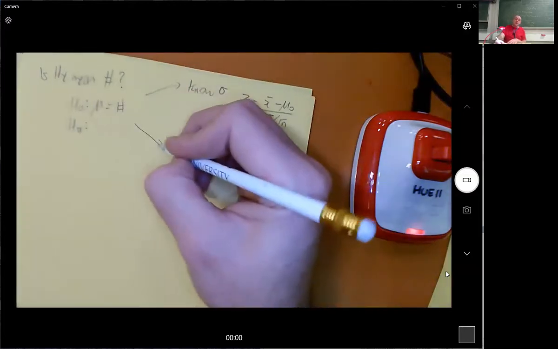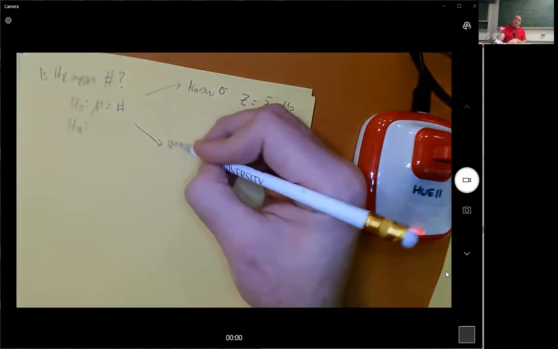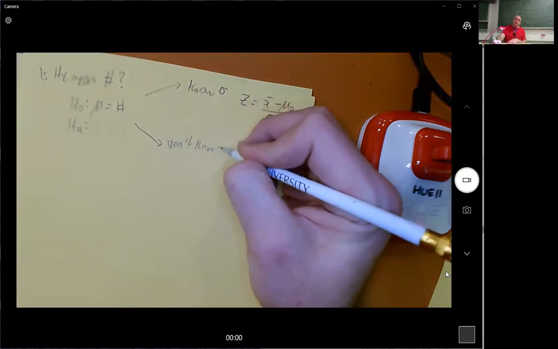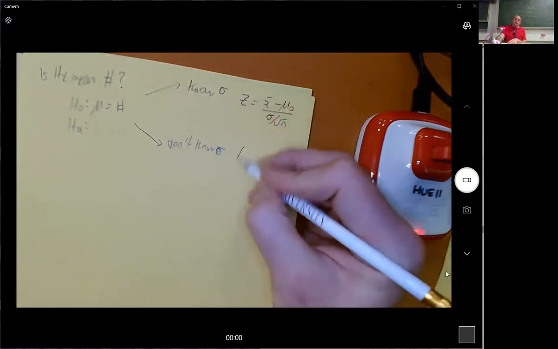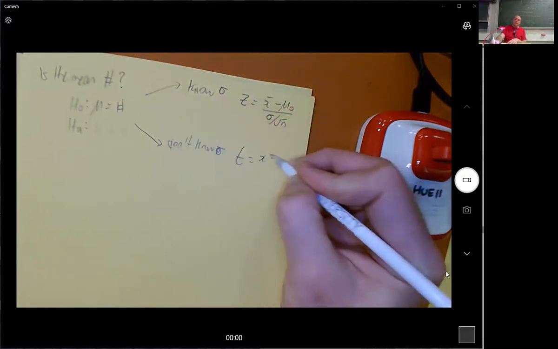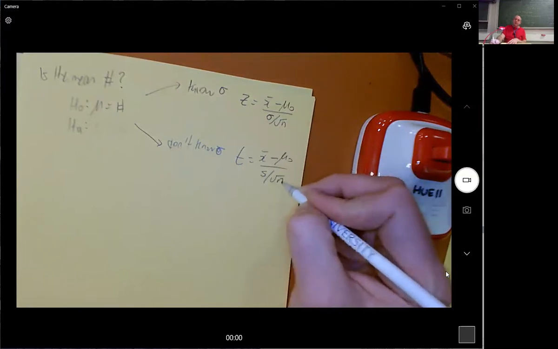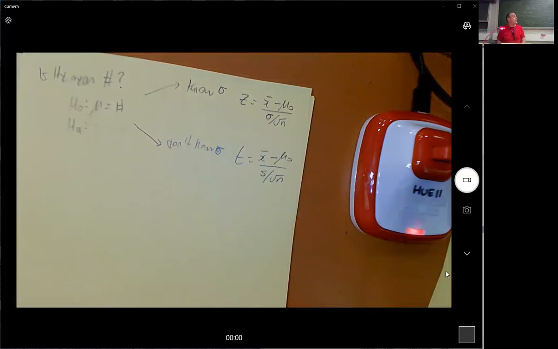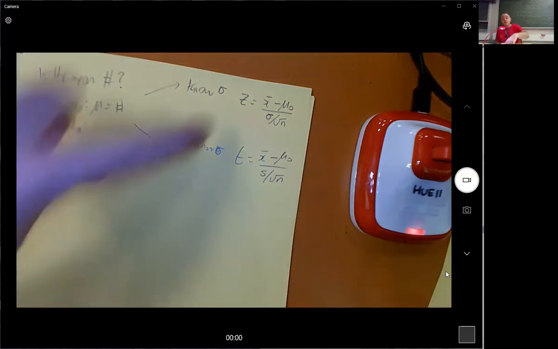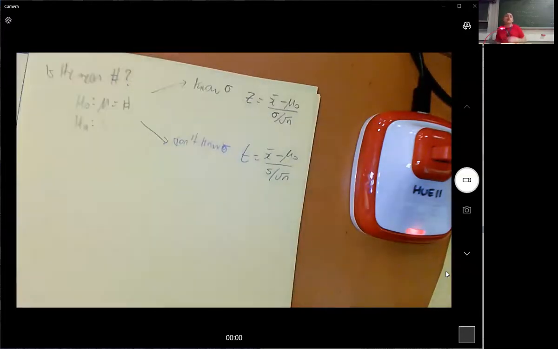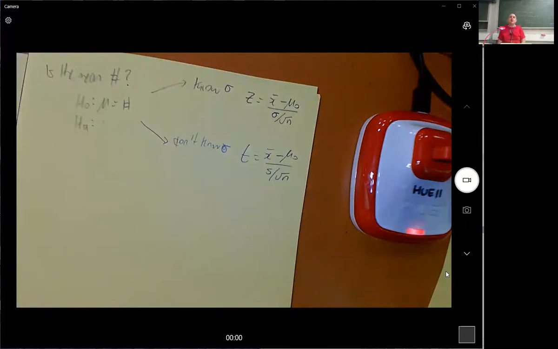But if I don't know, then that will be a t, and I'll use the sample standard deviation. So before Gossett invented the t-test, everyone did this. And then Gossett went, just a second, if I'm using the sample standard deviation, the probabilities are actually different. And he figured out what the correct probabilities were.